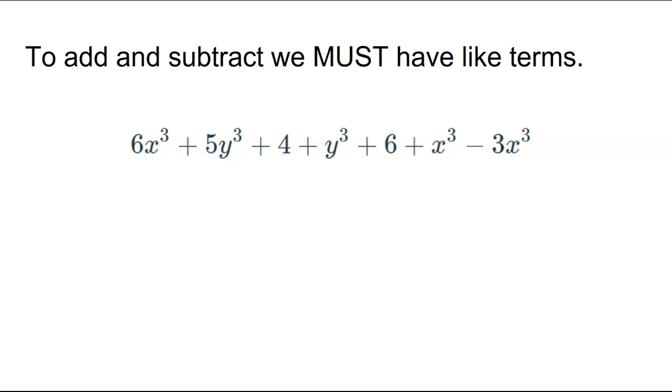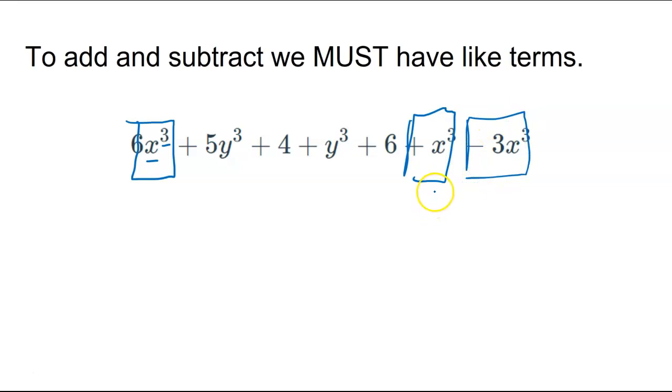To add and subtract, we must have like terms. So, for example, when I look for like terms, I'm looking for things that have matching variables and matching exponents. So anything that has x to the third is going to be a like term with this term. So this one and this one are all like terms. Everything in the blue box is a like term.